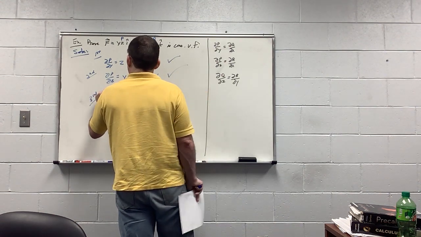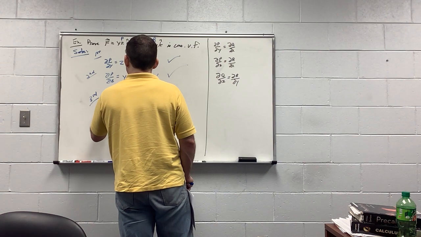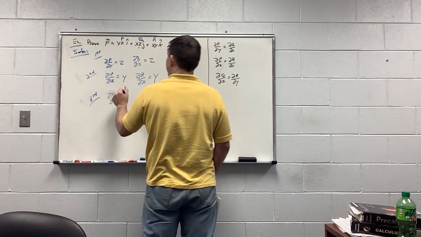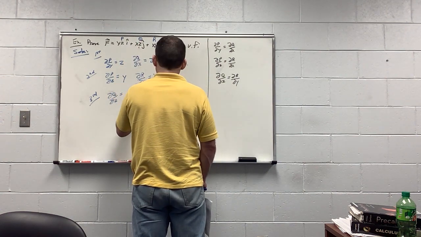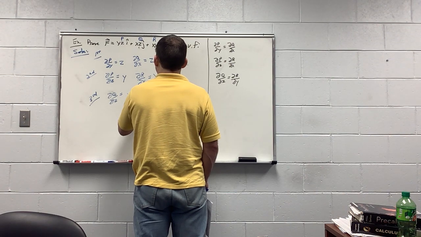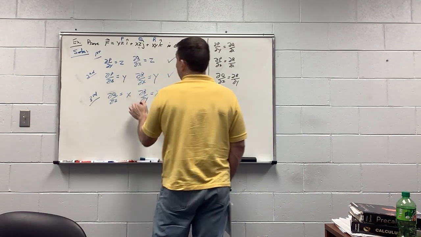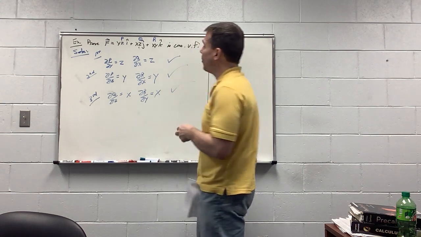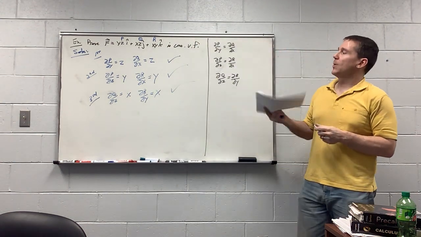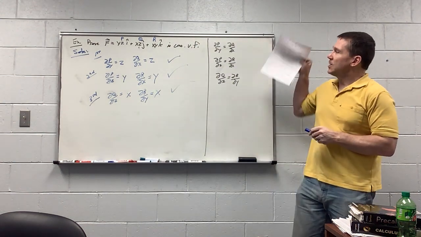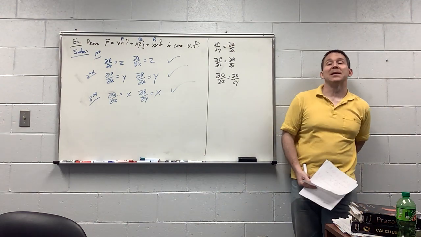And third, I need the partial of q with respect to z. Q with respect to z is x. And the partial of r with respect to y. R with respect to y is x. X equals x. That works. All 3 equations are satisfied, which means that is a conservative vector field.